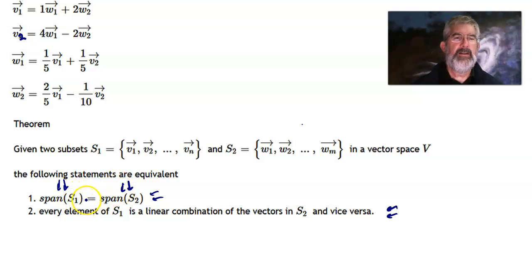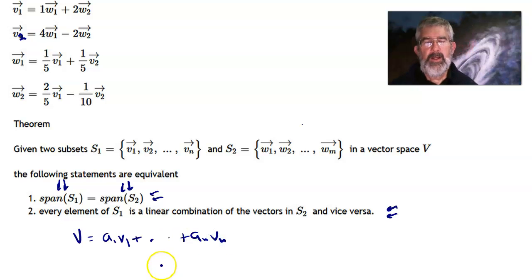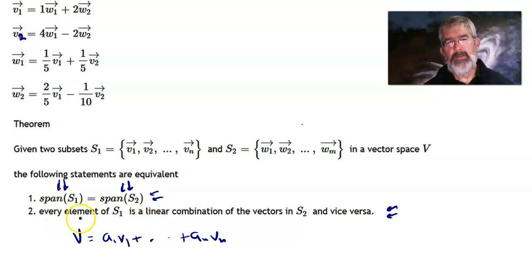And the way you would do that, right? Let's say we take something from the span of S1. So let v be some linear combination, a1 v1 plus, and so on up to an vn. But if I'm trying to show that 2 implies 1, I'm assuming that I know 2 is true. So I know that all of the v's are linear combinations of the w's. So what I can do is replace each one of these v's with whatever linear combination it is. So this one would be b1 w1 plus all the way up to bm wm, right?